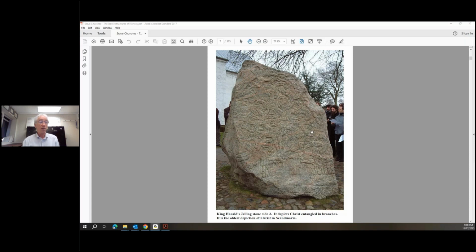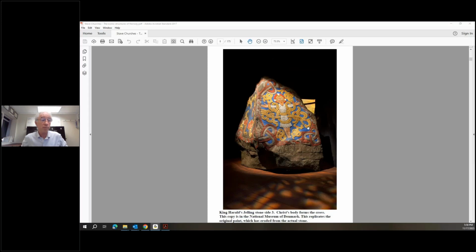Now there is in the National Museum of Denmark a replica of Harold's Jelling stone, and it is painted in the way that it would have been painted back when it was carved. So it wasn't just carved, it had a painting on it. I'm showing you this because this gives us a better idea of what it really looked like back then. And you can really see Christ, his arms are outstretched, his body forms the shape of the cross. And you can really see the intertwined branches that are around his body.